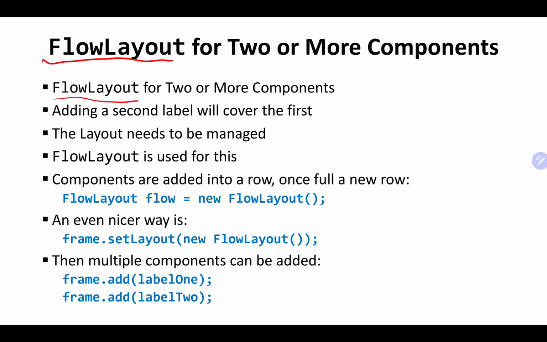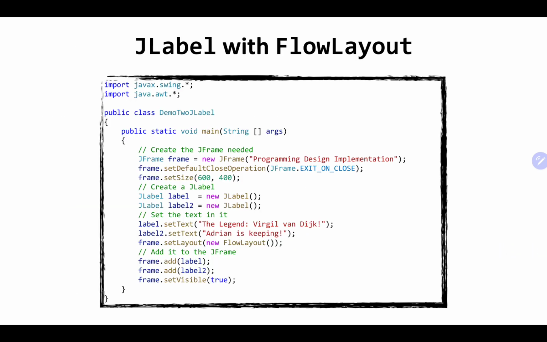Okay, first of all what I need to do is add the second label, and then we need to manage the layout. So basically flow layout is used for this. First we add into a row. Once we want a new row, we can use this one, and if you want to use multiple components, you can use this one. So how does it look in the Java code? Like this.